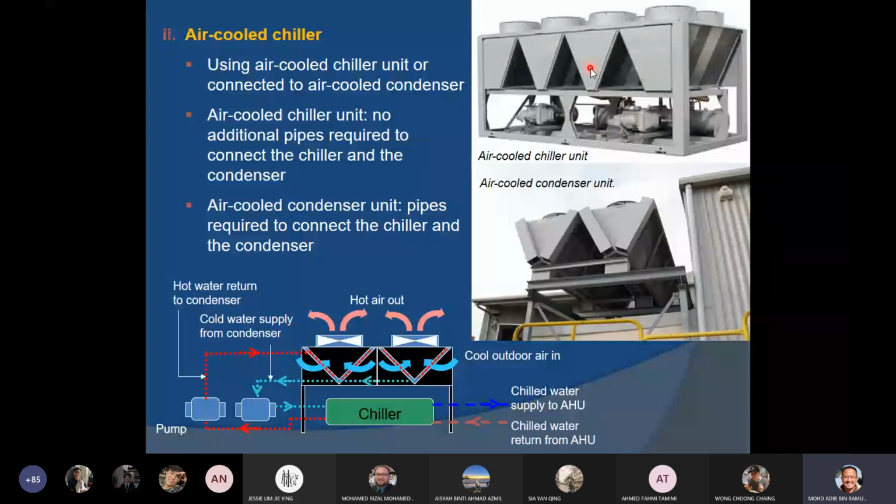The first one is the air-cooled chiller unit, meaning that you can see the chiller at the bottom. Then basically on top is the condenser, and then there's a fan. It looks more or less like the cooling tower. But instead of using water to cool the condenser, it uses the outdoor air to cool the condenser. So the concept is more or less similar to the package unit, the window unit, the split unit.